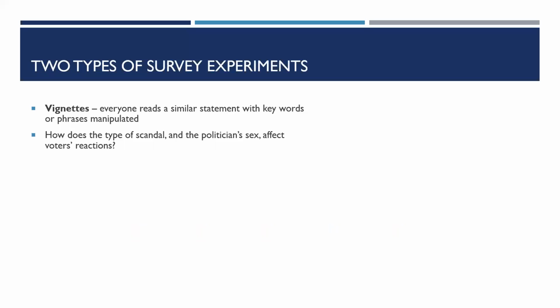So I'm going to talk very briefly about 2 different types of survey experiments. The one that used to be more common, and again, this has more to do with advancements in technology than anything, is what we call vignette treatments. People just read something, maybe a couple of sentences, maybe a paragraph. Maybe we've altered the information in a mock news story that we ask someone to read. So everyone's going to read a similar vignette, similar statements with keywords or phrases manipulated or randomly altered.